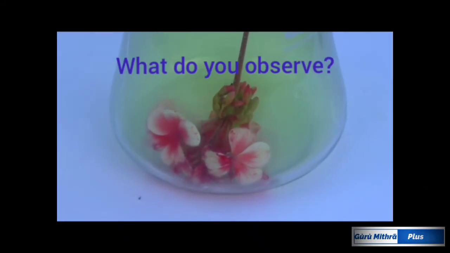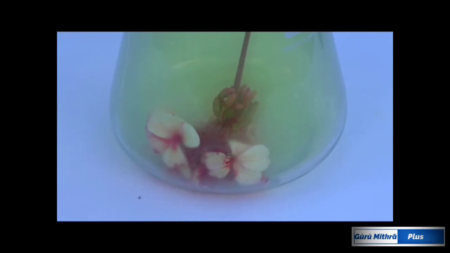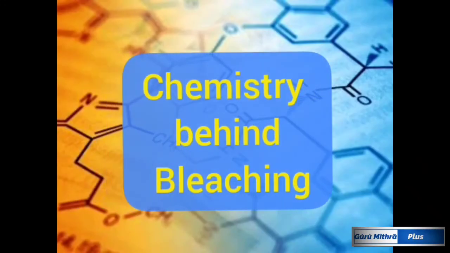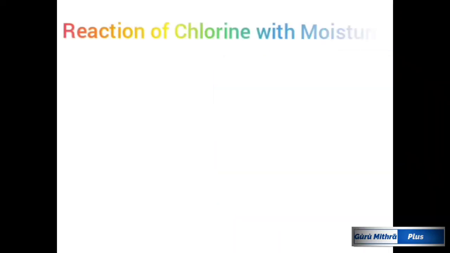What do you observe? Have you seen the gradual change in the color of the flower from deep red to colorless? Here, the flower undergoes bleaching in the presence of chlorine. Next, let us see the chemistry behind bleaching. What are the chemical reactions taking place here?